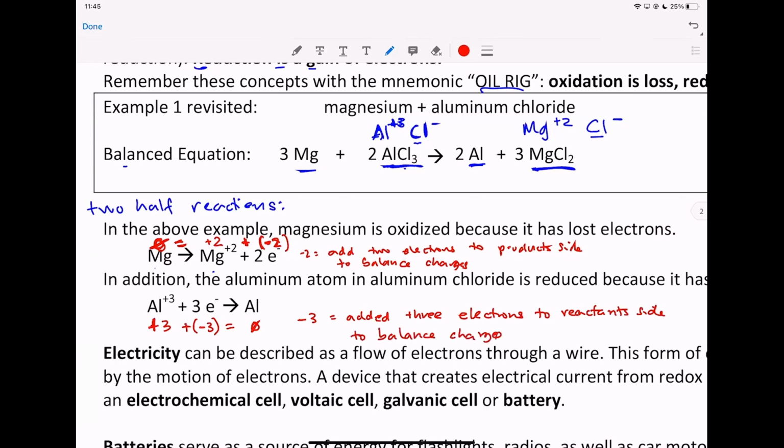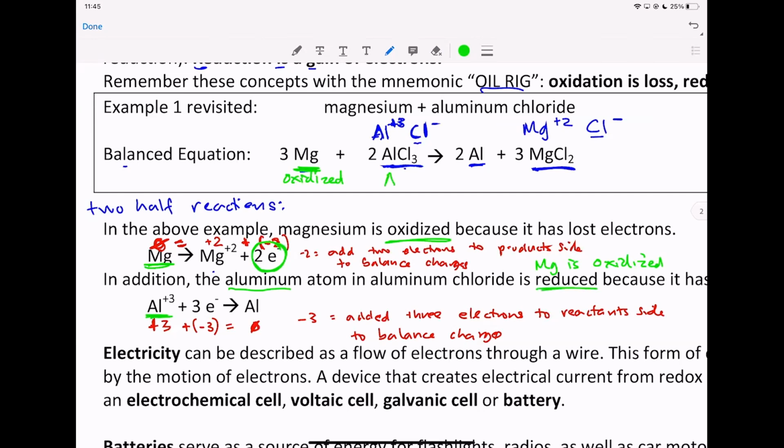When you have the electrons on the product side, this is an example of oxidation. Magnesium is the thing that is oxidized. This magnesium, Mg, which is in the reactant, is oxidized. And then the aluminum ion, Al +3, is what is reduced. So the aluminum atom in the aluminum chloride is reduced.